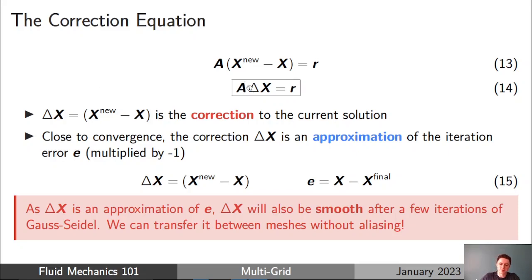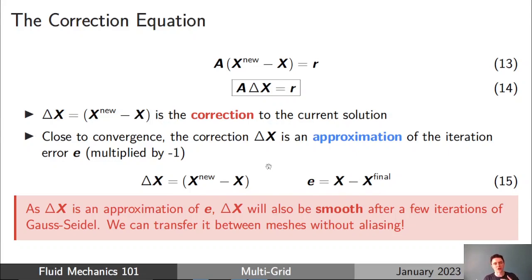So what does this mean? Delta x is the correction at the centroid of every cell in the mesh, which would tell us how we can move from our current solution to our next solution. The really important thing about this correction equation is that delta x is actually an approximation of the iteration error. And if you look in equation 15, you can see that delta x, of course, is the difference between x new and x, whereas the iteration error, e, is the difference between the current x and the final solution.